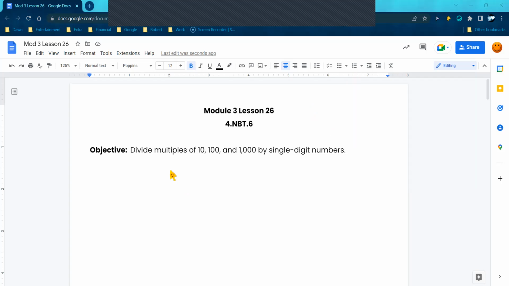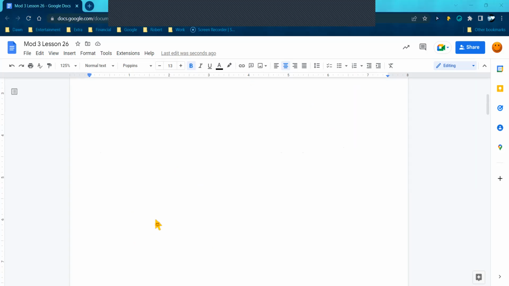Our objective is to divide multiples of 10, 100, and thousands by single-digit numbers. Now, the one thing I like to tell my students when we're dividing by 10, 100, and thousands and single-digit numbers is you can always take the zeros off and add them back in at the end. And I'll show you what I'm talking about. We're going to jump to our example.